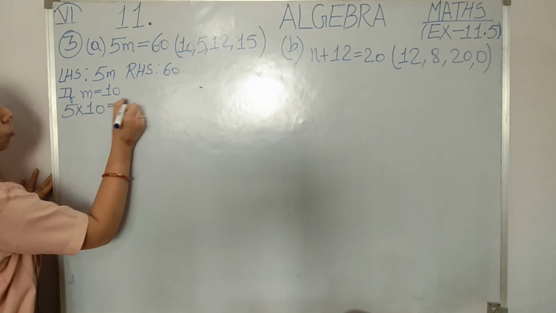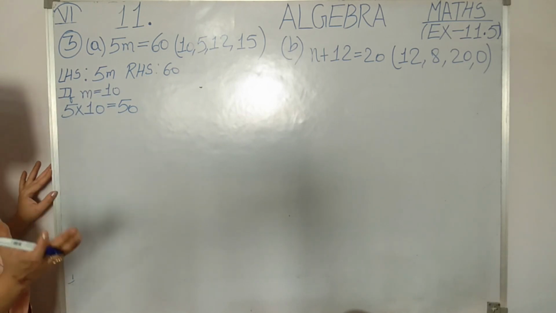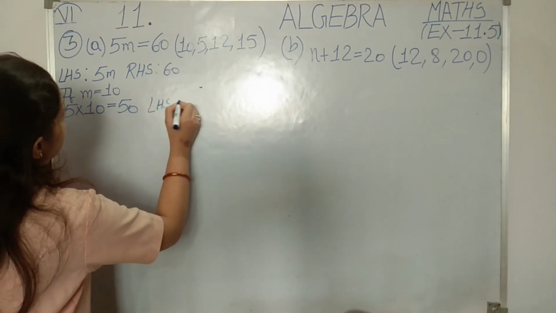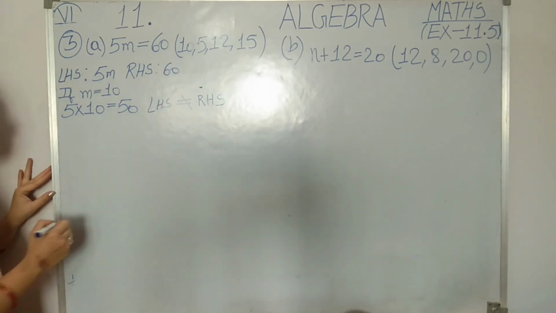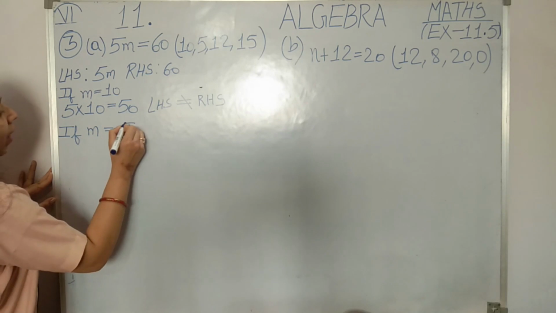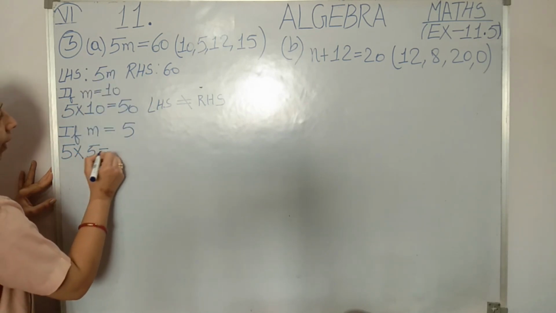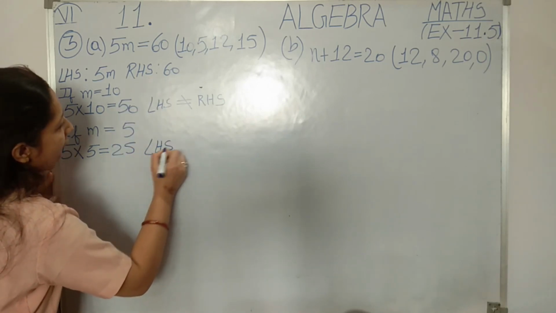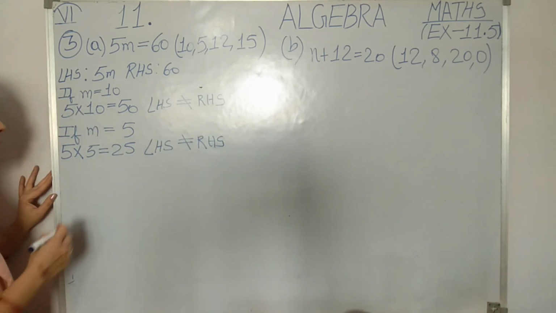5 into 10 is how much, students? 50, but RHS is 60. So is LHS equal to RHS? No. So here I will write LHS is not equal to RHS. Got it, students? Then next, if the value of m is 5, then again LHS 5m means 5 into 5, you will get 25. So is it equal to the RHS? No. So again we will write LHS is not equal to RHS. Okay.